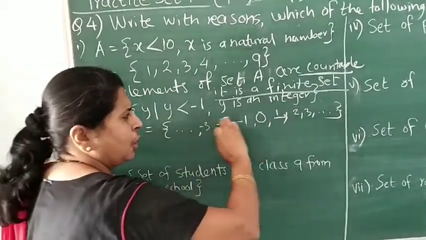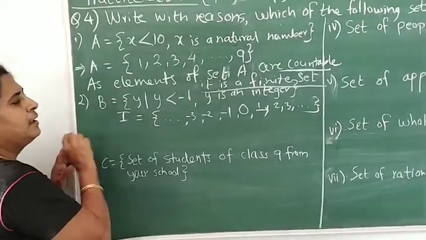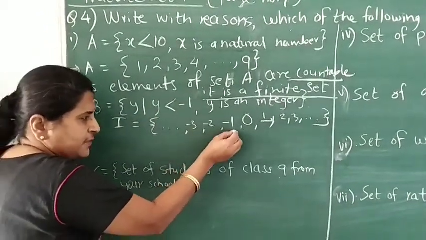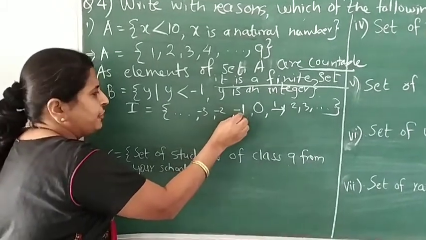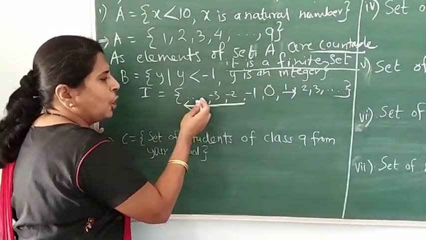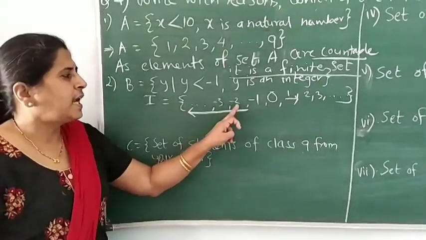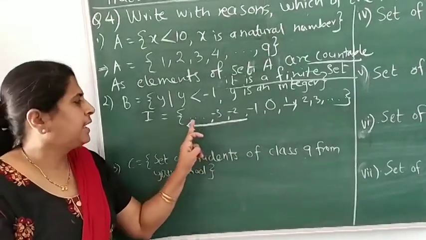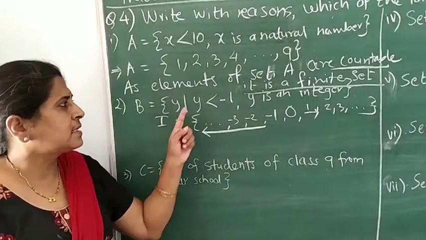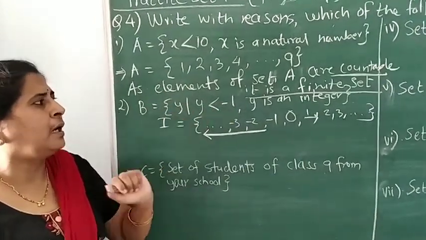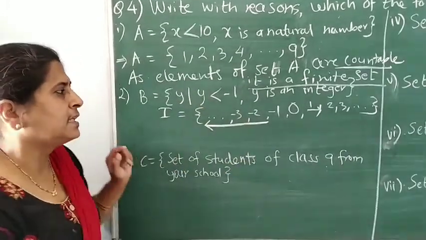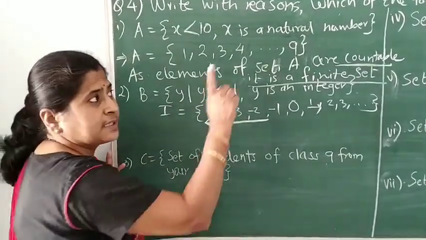Out of all these integers, in set B we want all y which are less than minus 1. So we will not take minus 1, but from minus 2 onwards we will take all these numbers. Now though it has an upper limit of minus 2, it has no lower limit. Hence the elements of set B are not countable or not limited. Hence it is not a finite set, it is an infinite set.